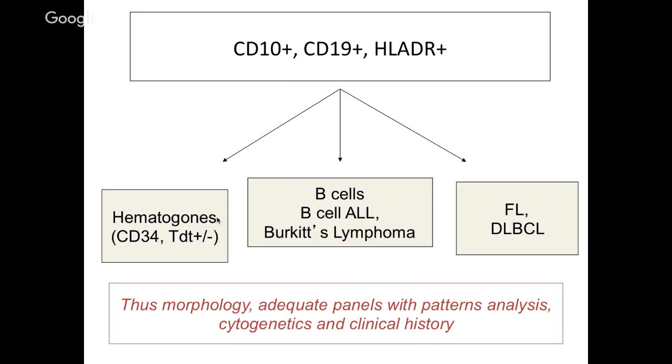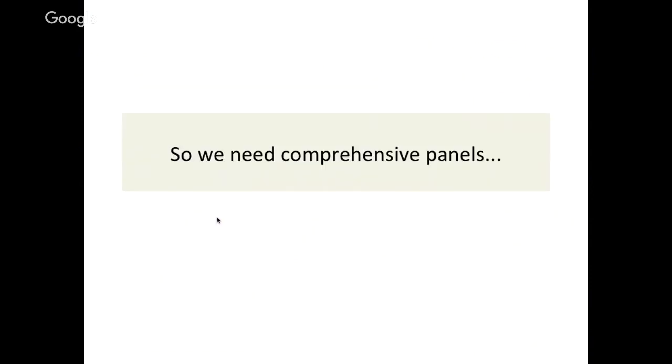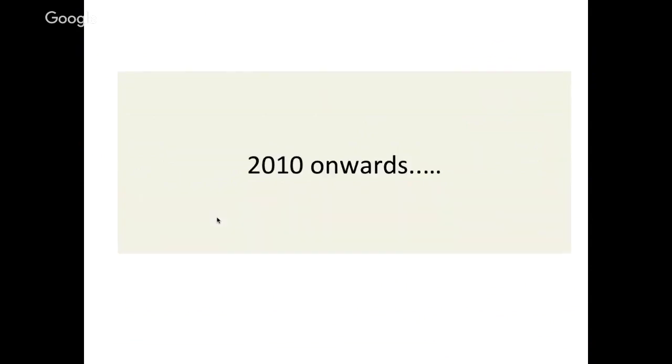And moreover, diagnosis is not based on flow alone. It's based on a lot of things together. So it's a multidisciplinary diagnosis based on morphology, clinical history, panels, patterns, cytogenetics, and molecular. So we need to do comprehensive diagnostic panels. Now, in the last 5-6 years, we've moved on from 6 colors. Now we do 10 colors and 13 colors. So I'll be showing you the next few cases based on at least 8 to 10 colors.